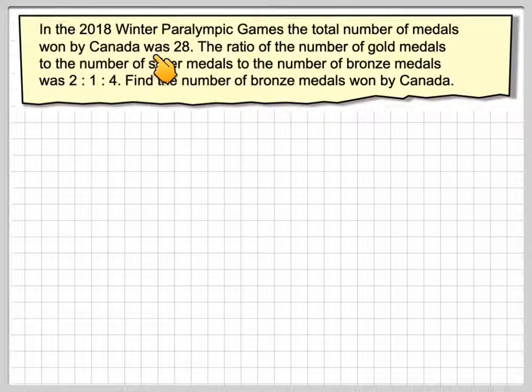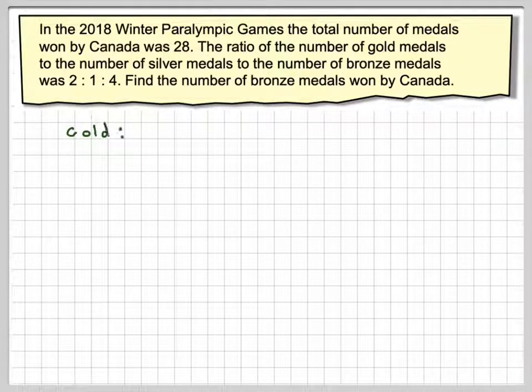In the 2018 Winter Paralympic Games, the total number of medals won by Canada was 28. The ratio of the number of gold medals to the number of silver medals to the number of bronze medals is 2 to 1 to 4. Find the number of bronze medals won by Canada.